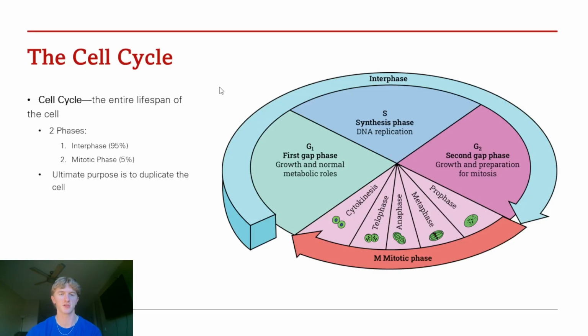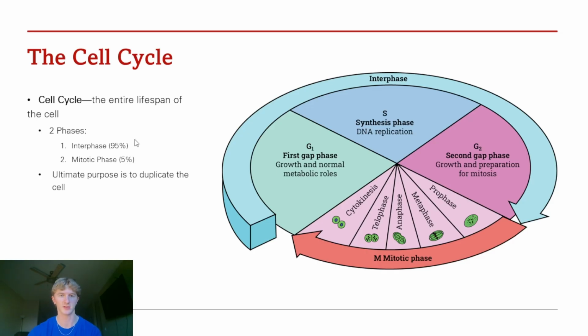So, the cell cycle. The cell cycle is basically just the entire lifespan of a cell, and you can kind of see that illustrated by this diagram over here, but we're going to talk about this a lot more and go into more detail on it. So, overall, there are two main phases of the cell cycle, those being interphase, which takes up 95% of the cell cycle, and the mitotic phase, which takes up 5%.